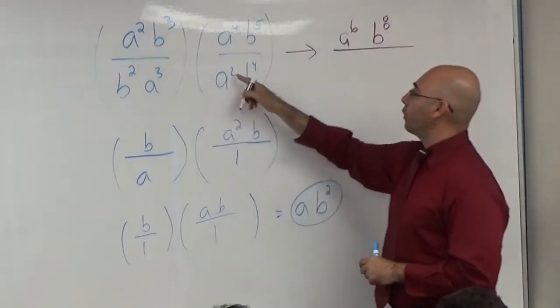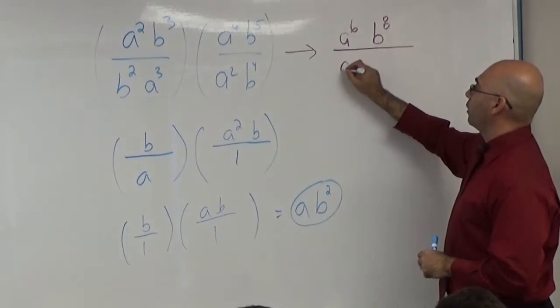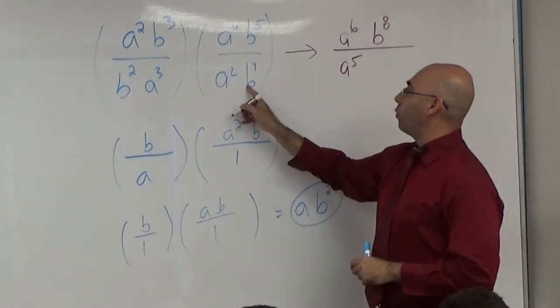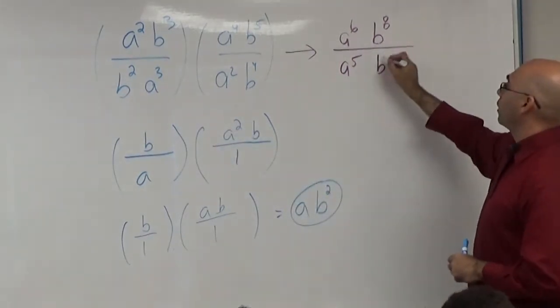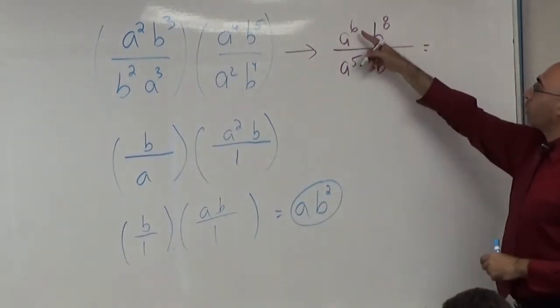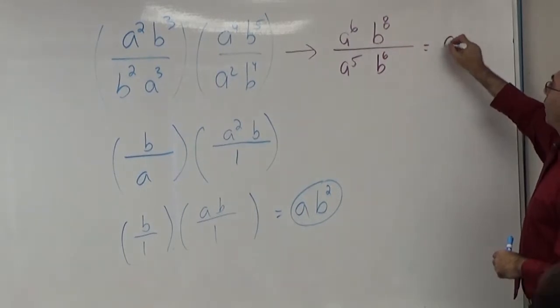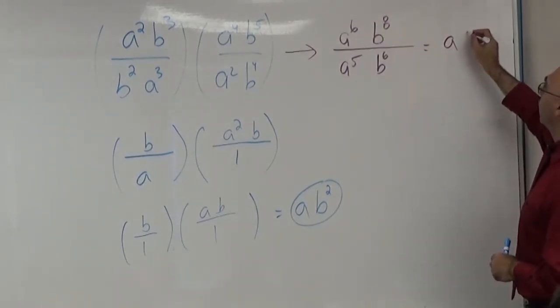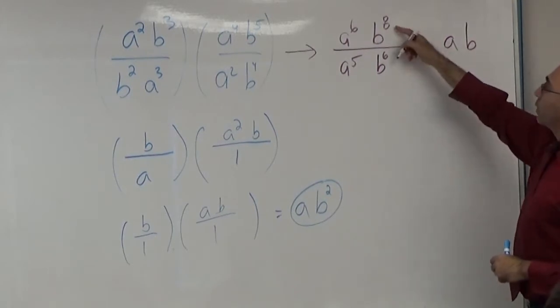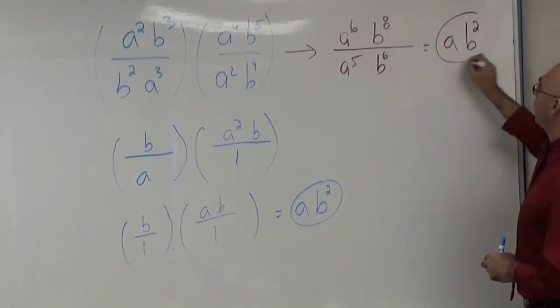I have, let's go to the a's again. I have 3 a's here and 2 a's here. How many a's do I have? 5. a to the 5th power. I have 4 b's here and 2 b's here. So how many b's? 6. Now I can subtract. What's 6 minus 5? 1. And the answer goes on top. What's 8 minus 6? 2. But because the bigger number's on top, boom.